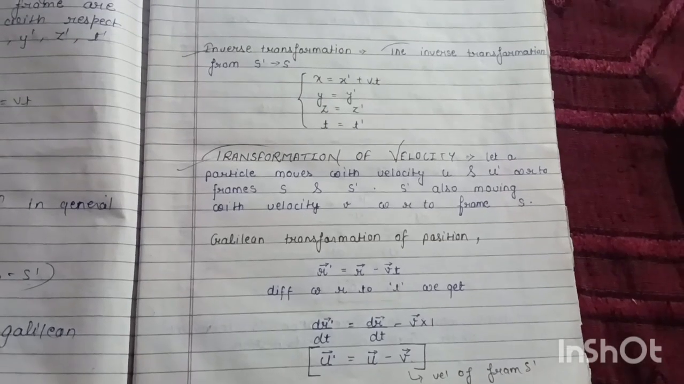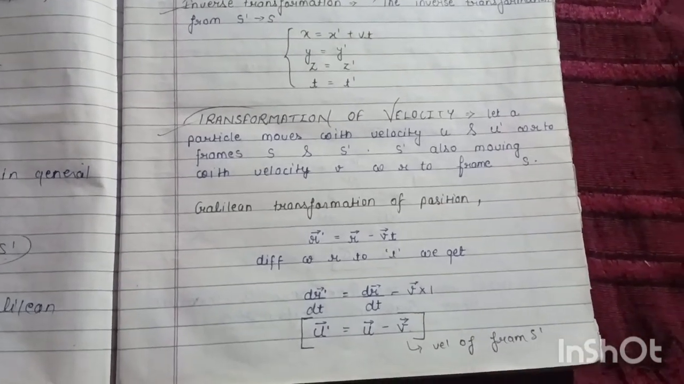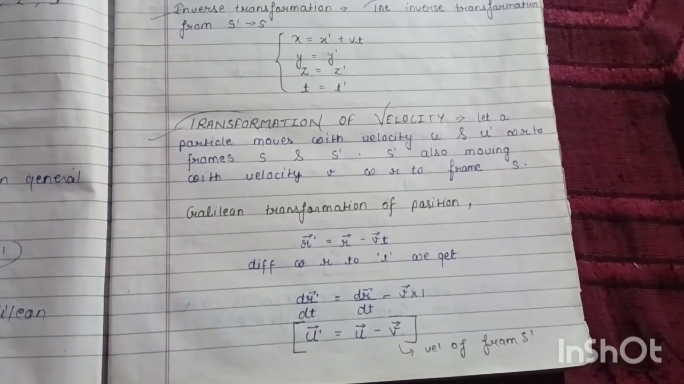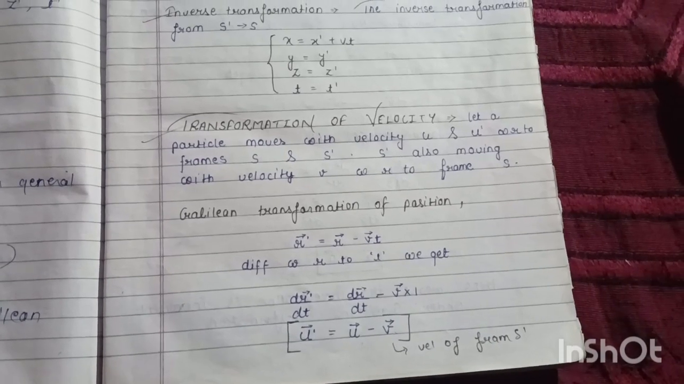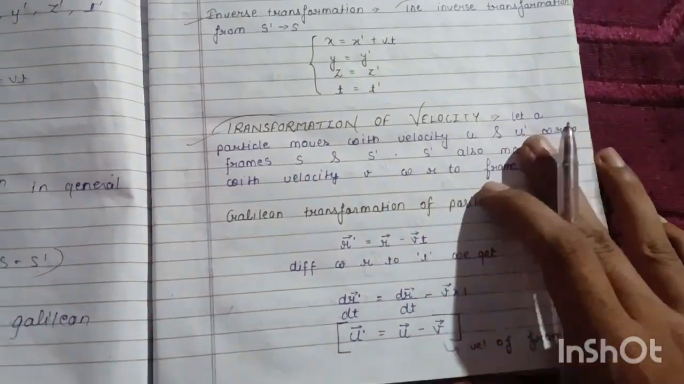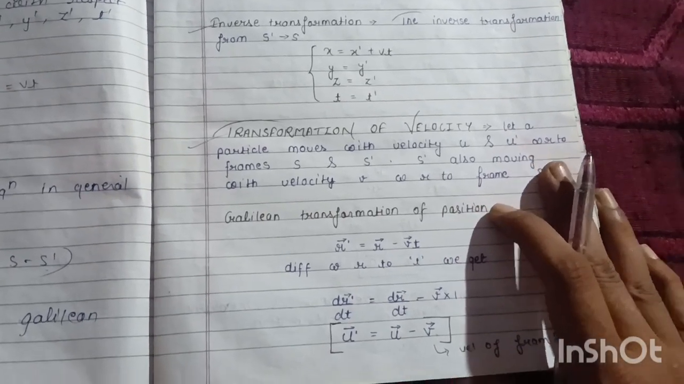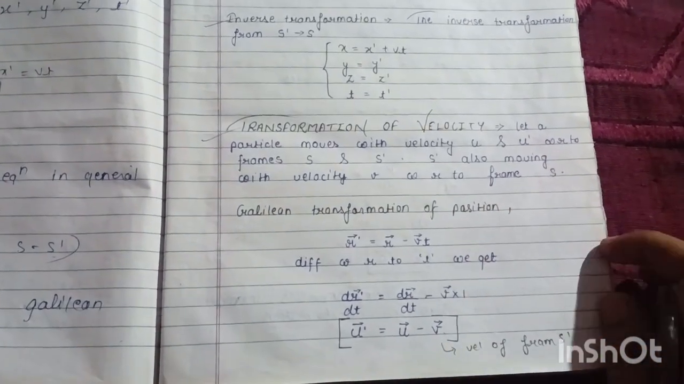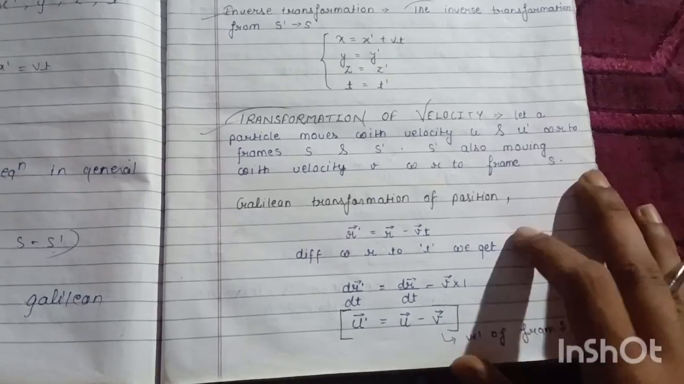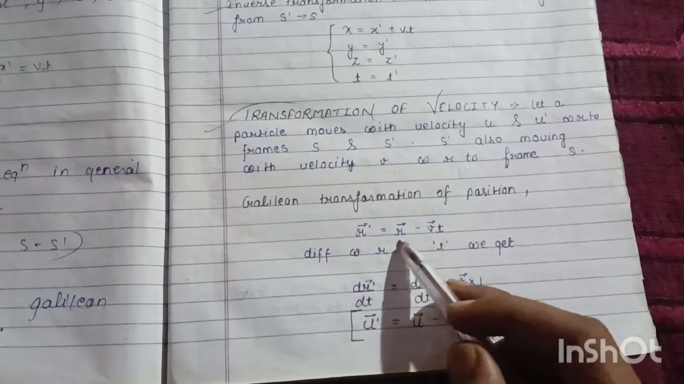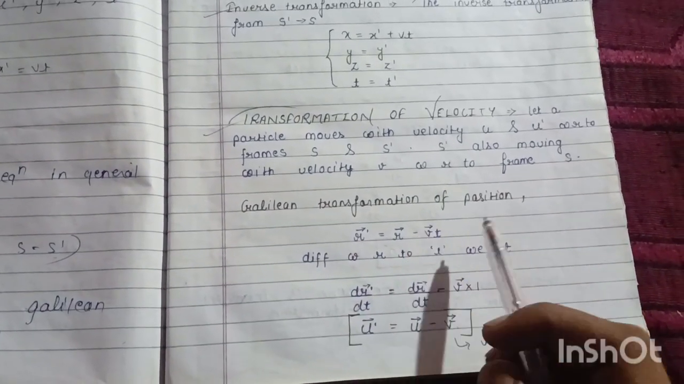And now we have a heading of transformation of velocity. Let a particle move with the velocity u and u dash. So this is nothing but what you have learned, you have studied about equations of motion. So these are the equations of motion in different frames. So this is what we have found in the transform.